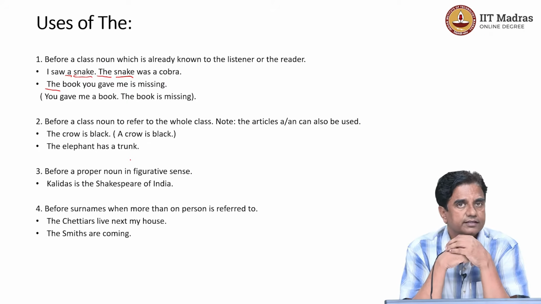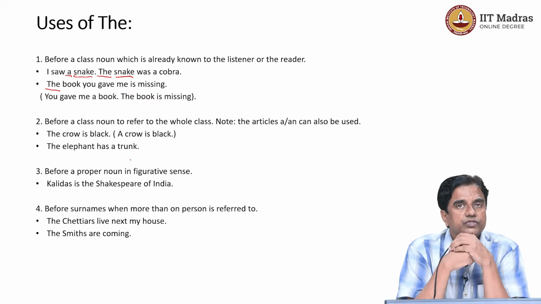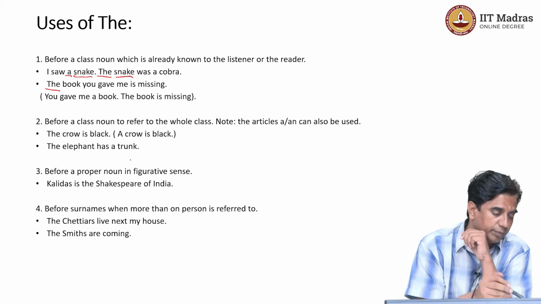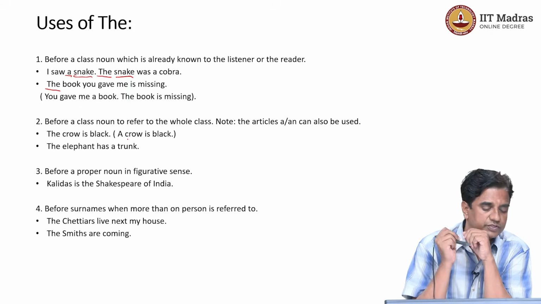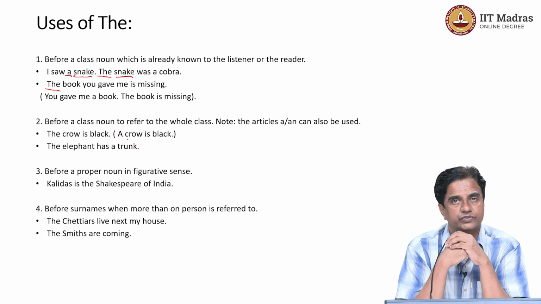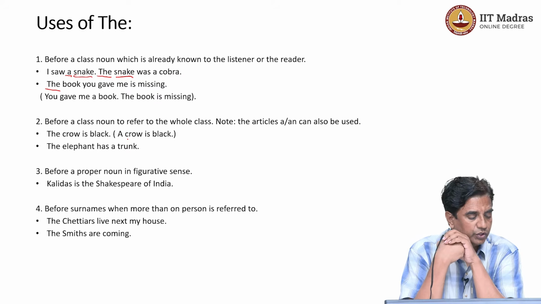Whole class. But you have just now seen, we also said we can use an indefinite article in front of a noun if that context refers to the whole class. So here the important part is whole class. So we can also say a crow is black. An elephant has a trunk. We can also say these things. The important thing is whether it refers to the whole class or not.